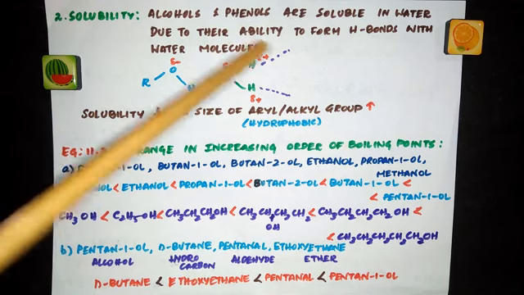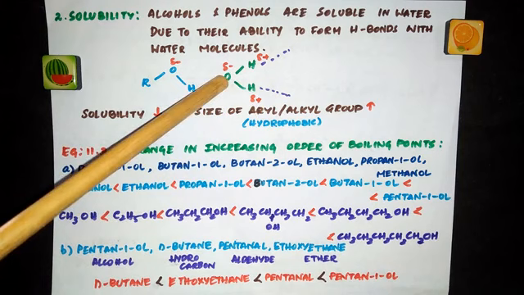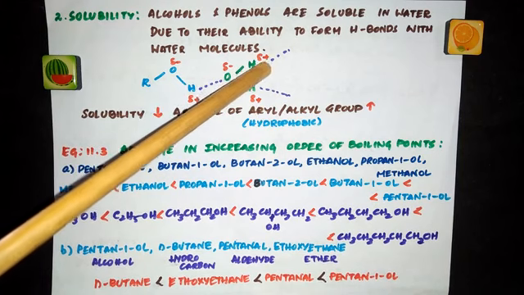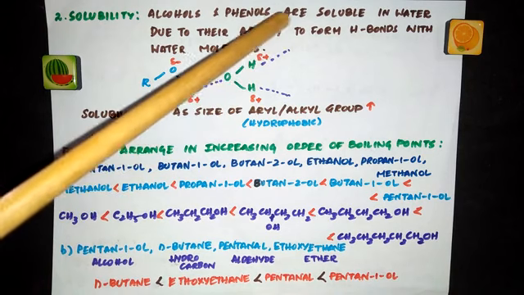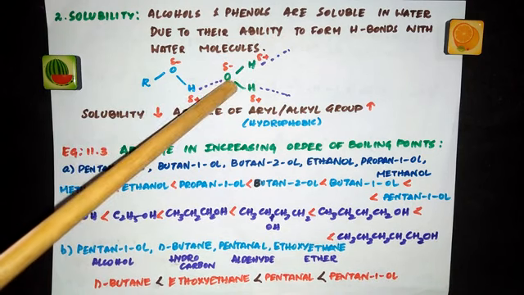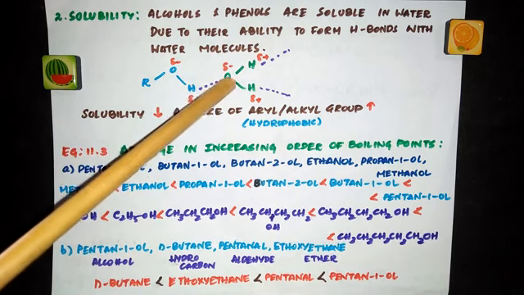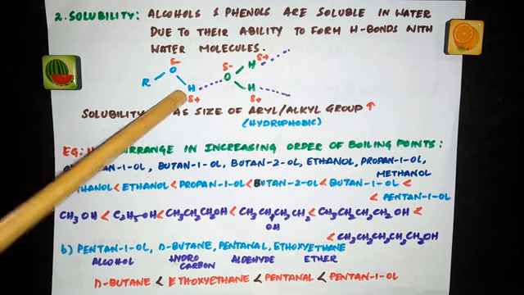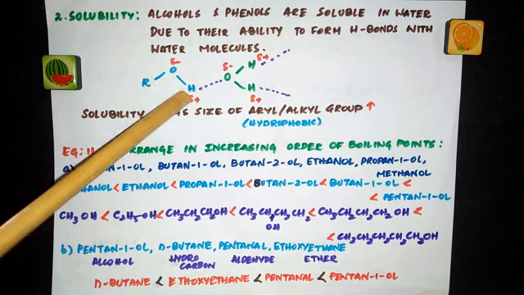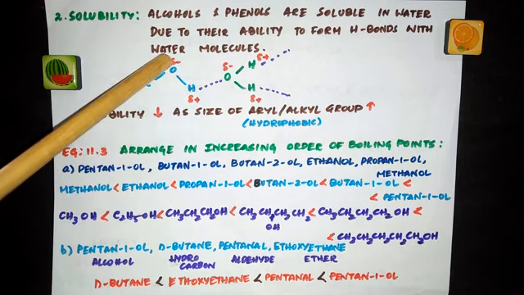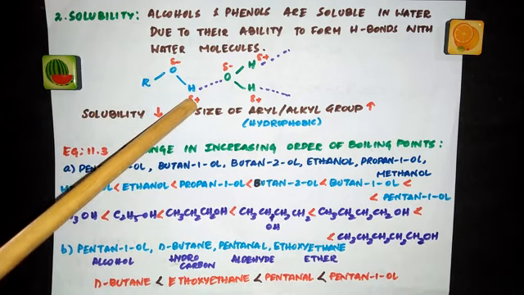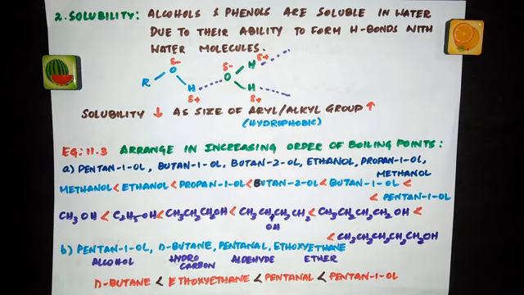See, this is a water molecule, and in the water molecule, oxygen, which is more electronegative, is bonded to hydrogen. So oxygen has a partial negative charge and hydrogen has a partial positive charge. So this oxygen with a partial negative is forming a hydrogen bond with the hydrogen of this alcohol. Why? Because here also we have a highly electronegative oxygen atom bonded to hydrogen. So there is a partial negative charge and a partial positive charge. So there is a possibility of hydrogen bonding, and this is the reason why alcohols and phenols are soluble in water.